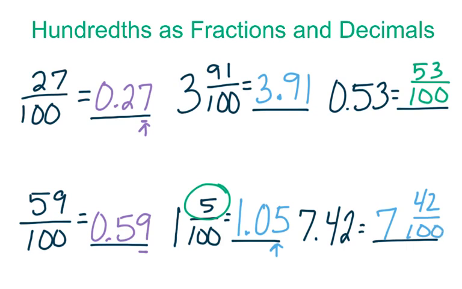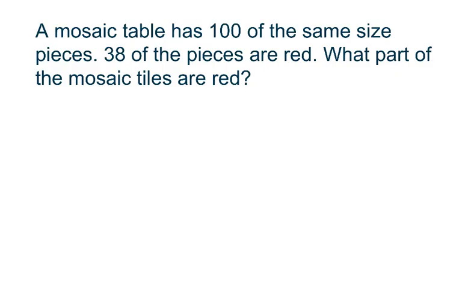Let's go ahead and take a look at one final word problem, and then that's all for our lesson today. A mosaic table has 100 of the same size pieces. 38 of the pieces are red. What part of the mosaic tiles are red? What part of the whole is red? Write it as a fraction and as a decimal.